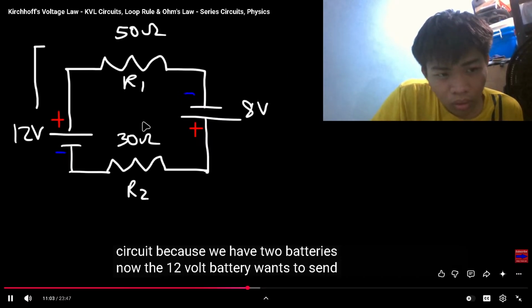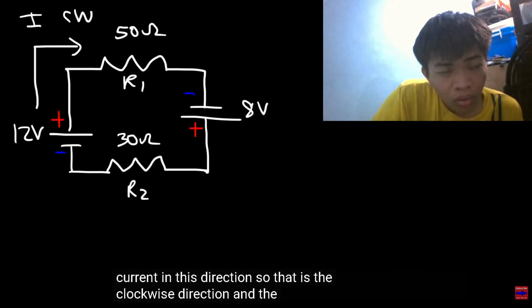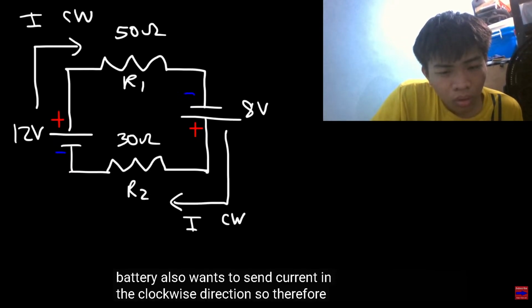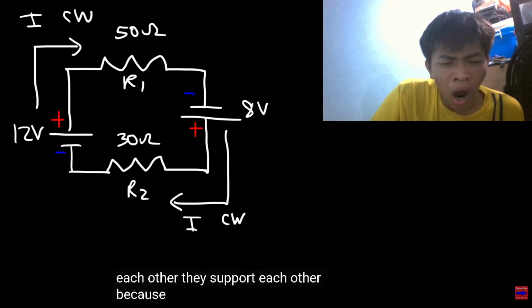Now the 12 volt battery wants to send current in this direction, so that is the clockwise direction. And the 8 volt battery also wants to send current in the clockwise direction. So therefore, these two batteries, they don't oppose each other, they support each other, because they want to send current in the same direction.